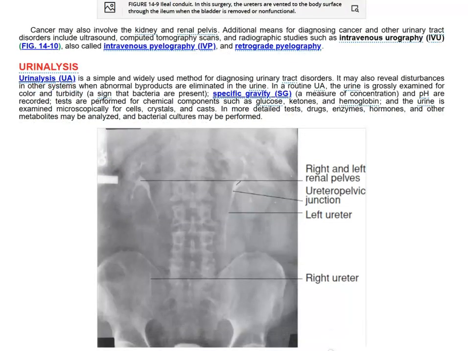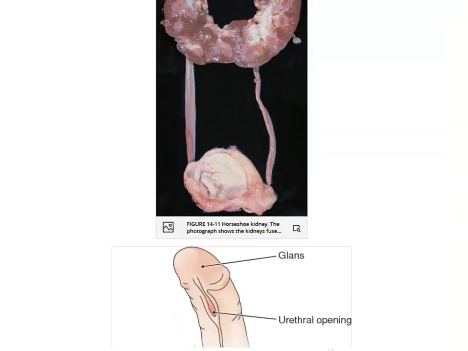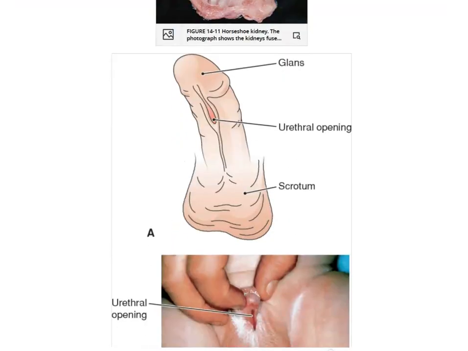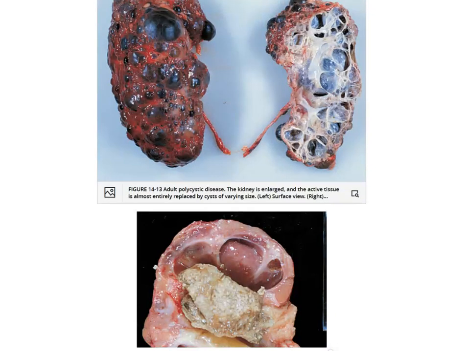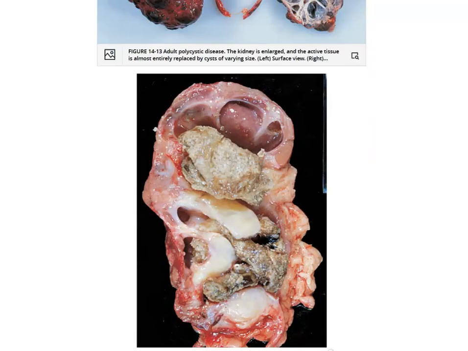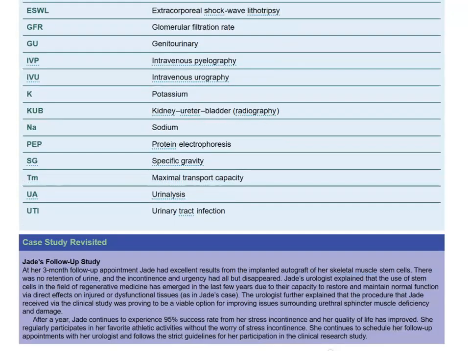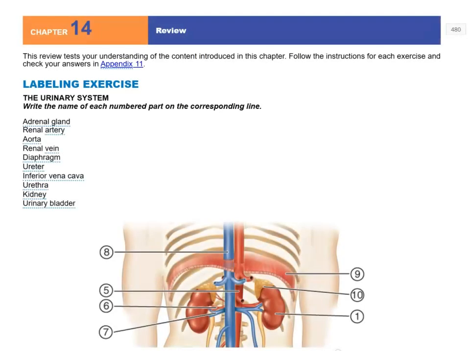Urinalysis is a study of urine. This can tell you if there is bacteria, what type of bacteria, specific gravity, pH, all the things. More terminology. What are we looking at? The horseshoe kidney photograph shows the kidneys are fused. Oh, okay, that's cool. So here's some male genitalia. Polycystic disease. Okay, more terminology, a case study. Is that it? That's it. Look at me, less than 7 minutes.